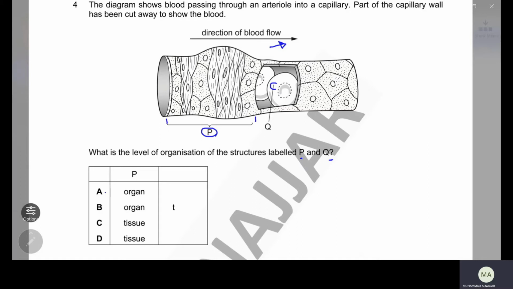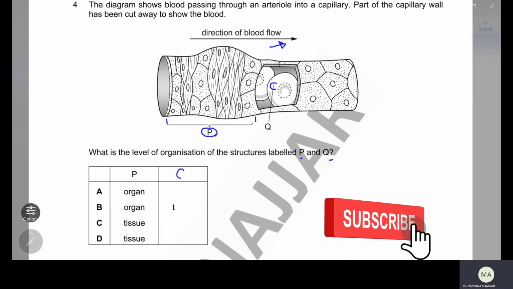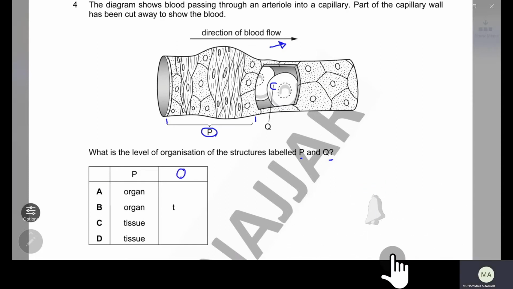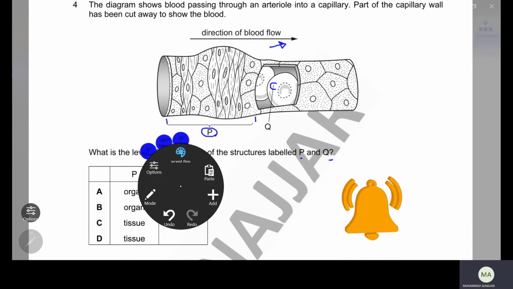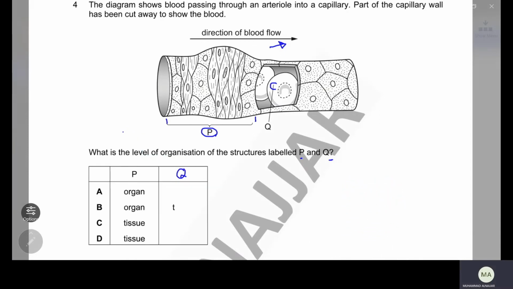So let's look at the question. Yes, there is a problem here in this question. So we will just skip it and continue, and I'll modify it again.